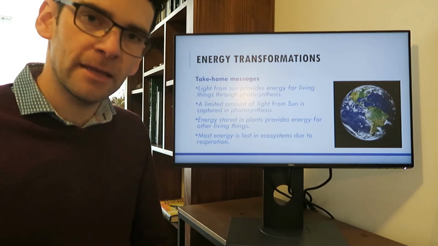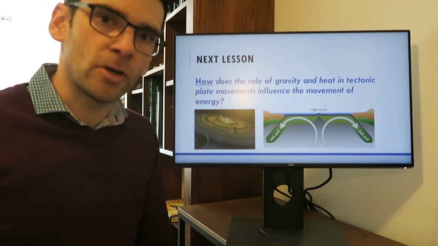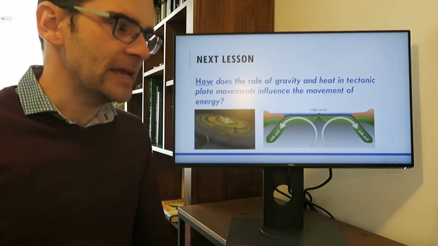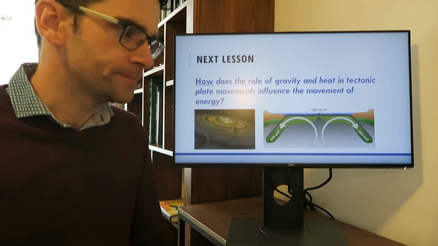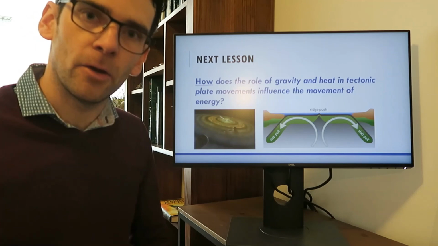All right, so that's the lesson for today. Next topic, what we'll be discussing is looking at how the role of gravity and heat in tectonic movements influences the transfer and creation of energy at the Earth's surface.